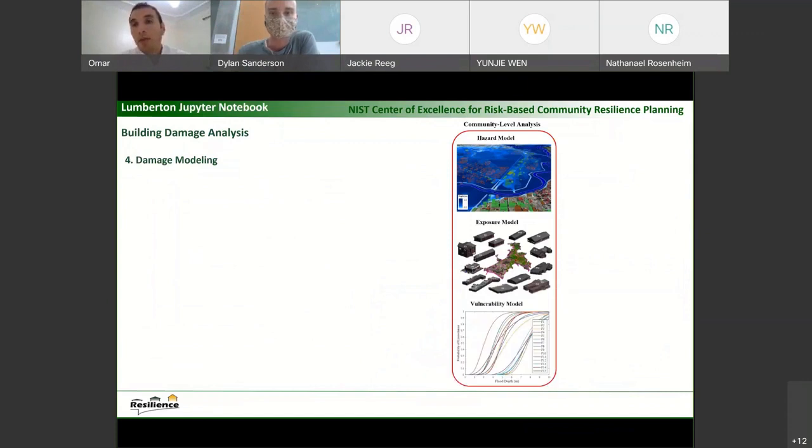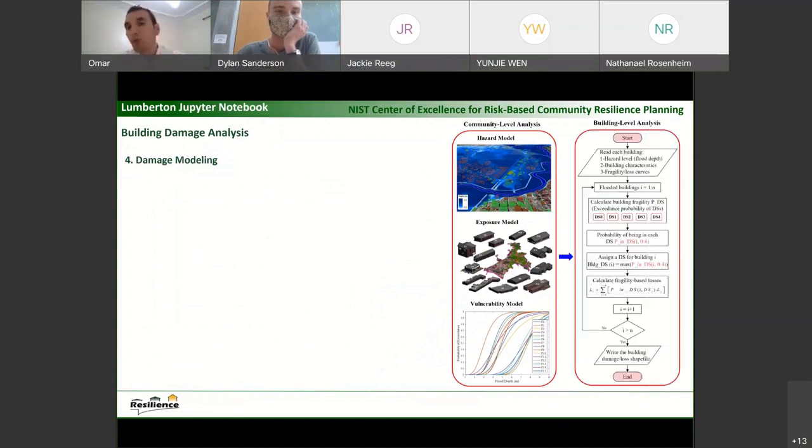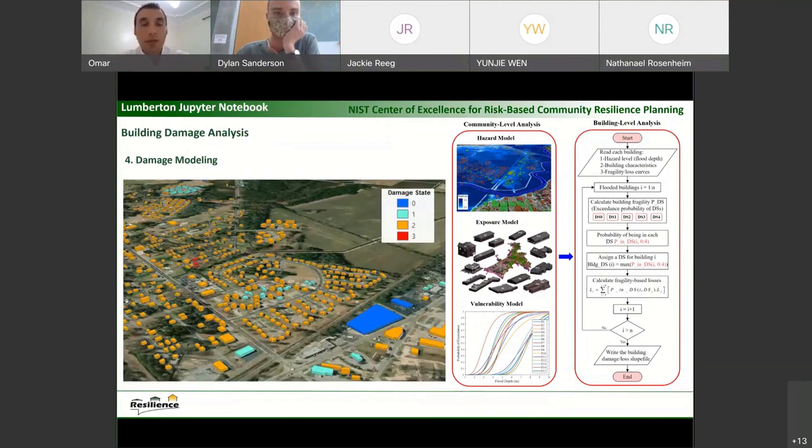Then we overlaid the hazard map with the exposure model along with the vulnerability model, and then the IN-CORE algorithms calculate the exceedance probability of each one of these damage states and the probability of being in each damage state. So here it shows the buildings color-coded based on the assigned damage state for each one of these buildings.